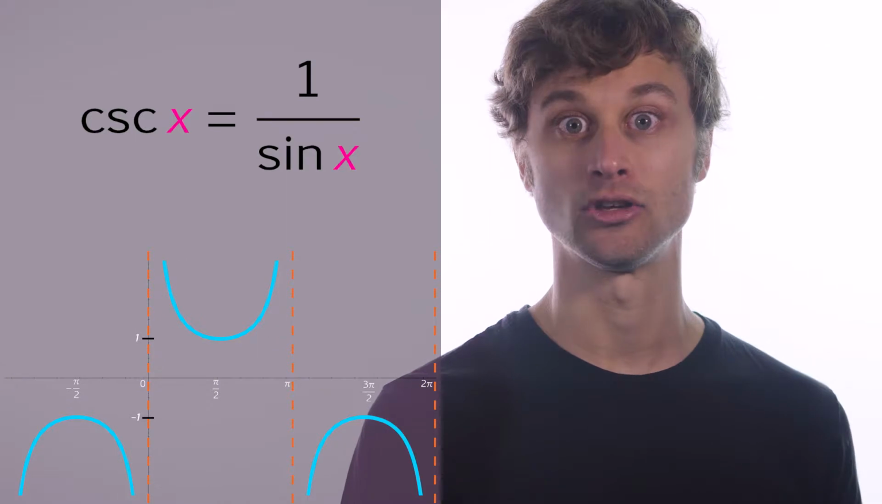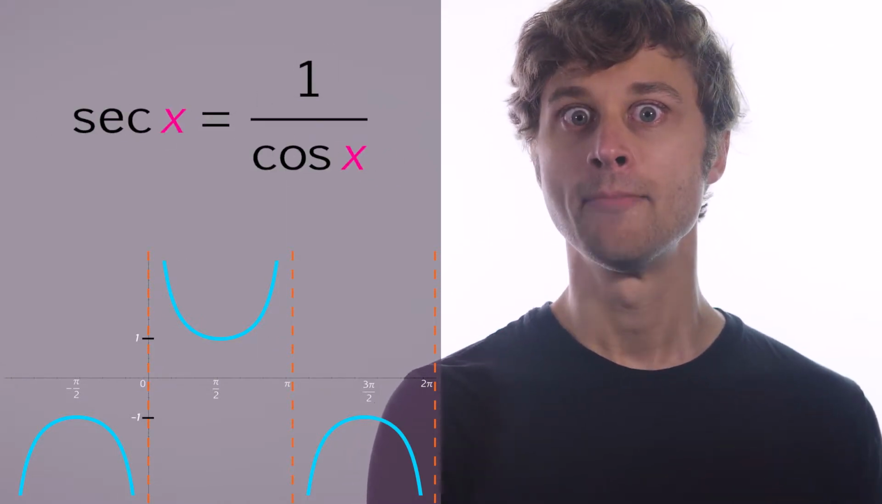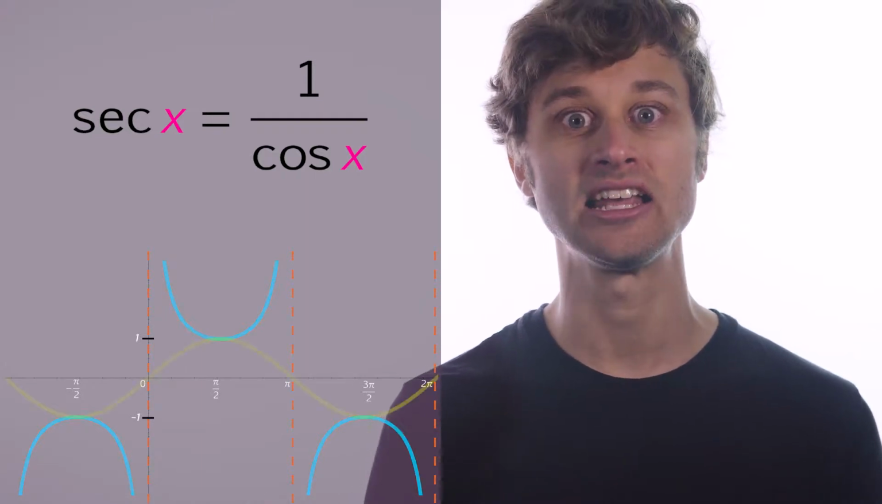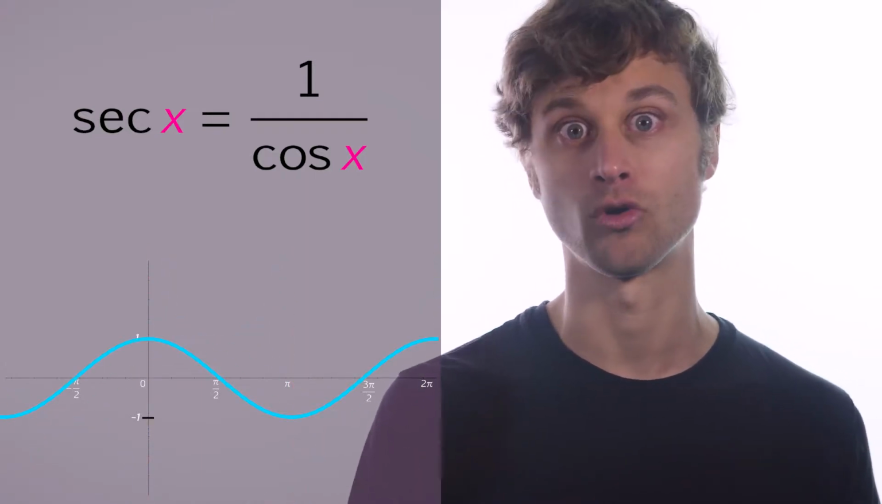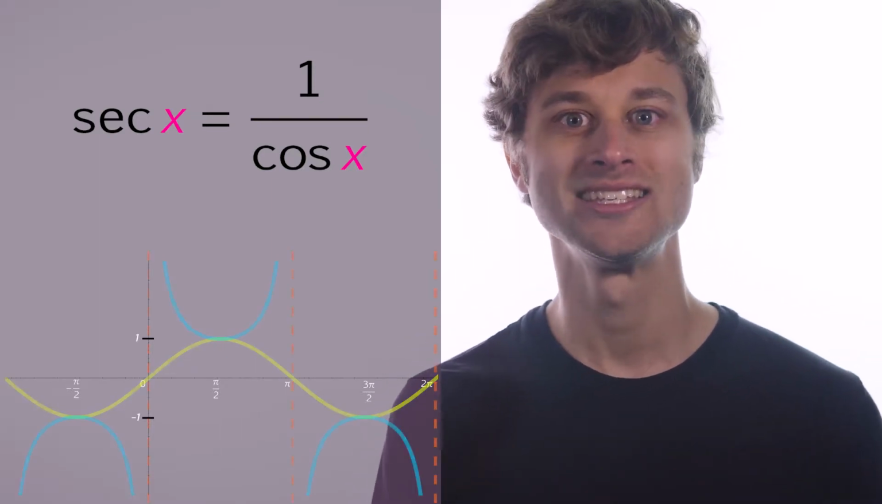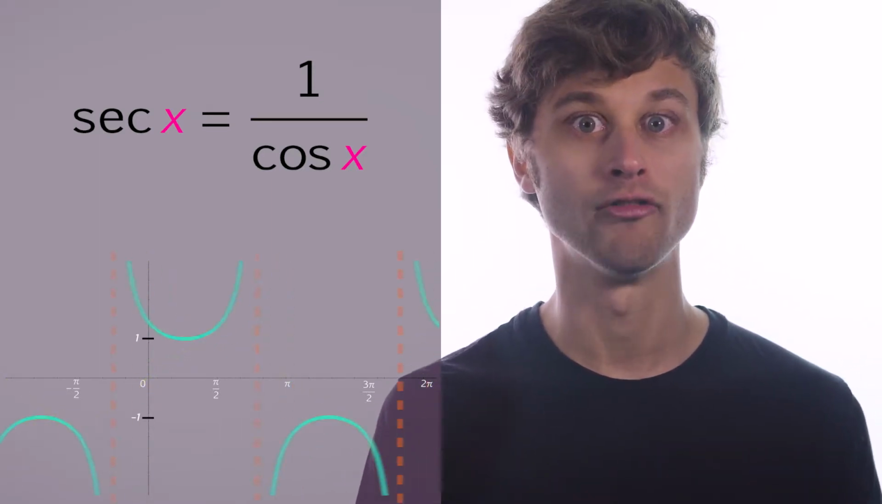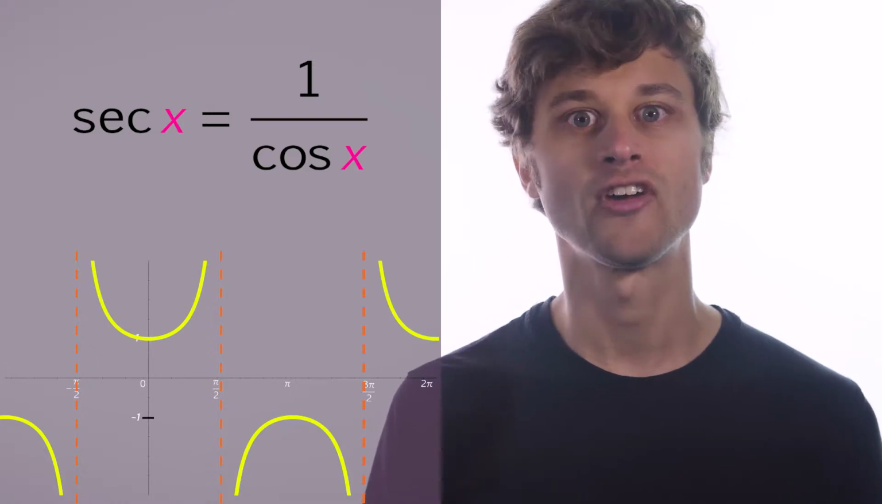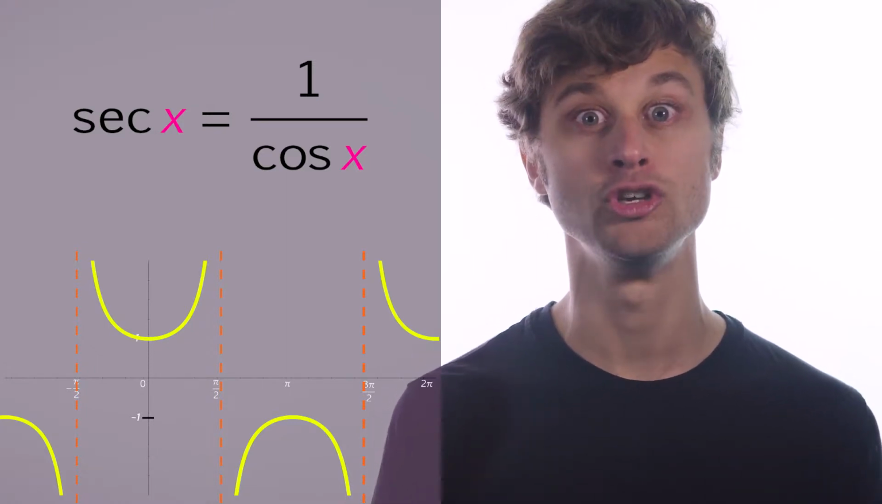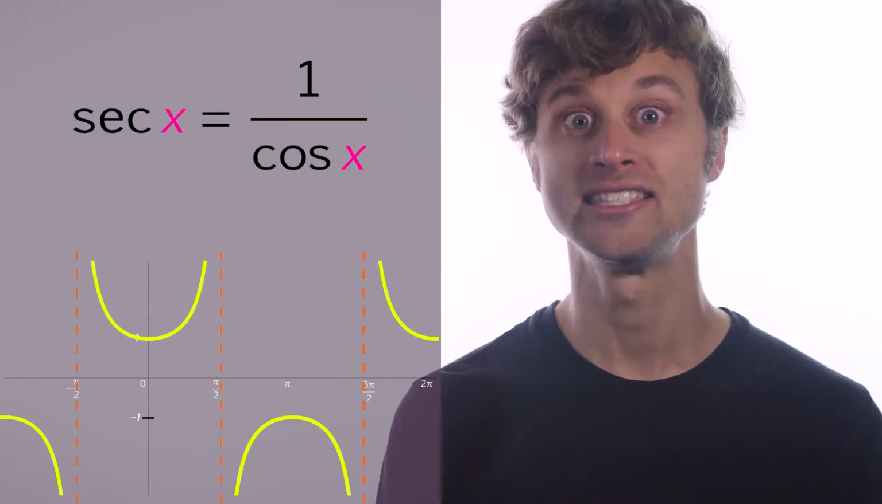We can see what secant looks like, which is the reciprocal of cosine, by remembering what happens between cosine and sine. Remember that sine is just a shift of cosine, and therefore cosine is just a shift of sine, so therefore we should expect secant to be a shift of cosecant. So if I take cosecant and shift it to the left pi over 2 units, I actually get the graph of secant.